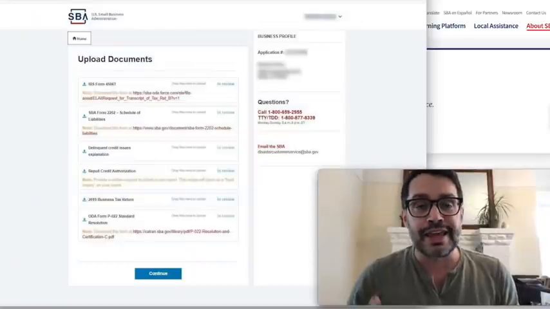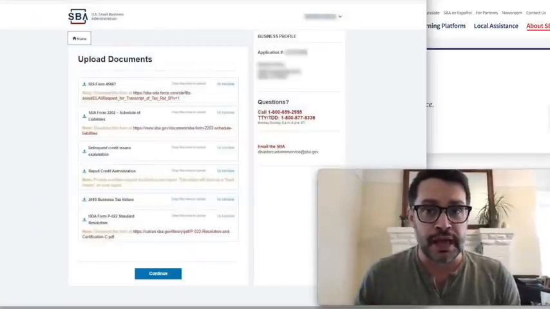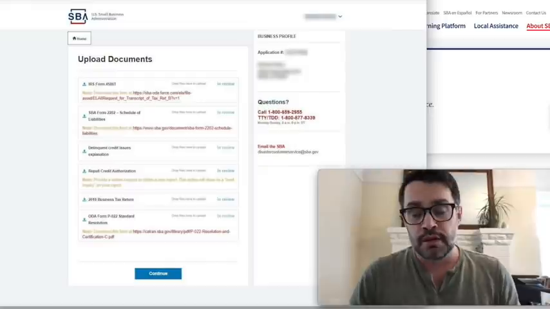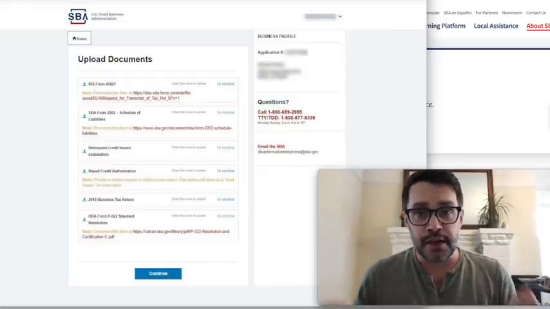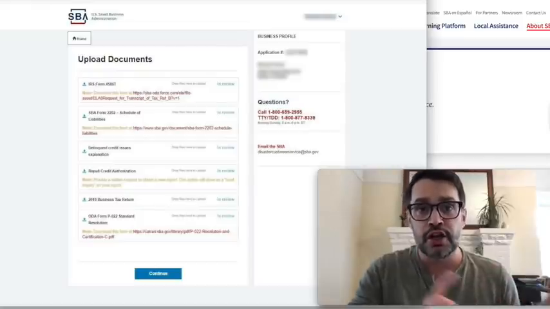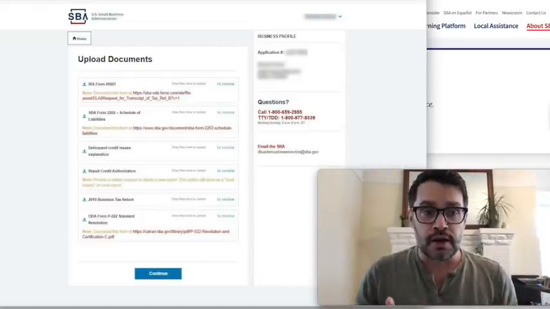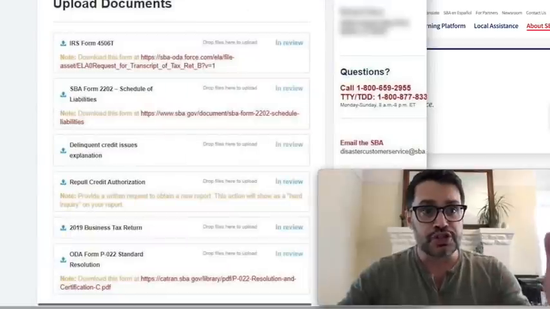Let me start with EIDL reconsideration via the portal. This is new for many applicants as of a few days ago. Most people still will not see this as far as I can tell, but in some cases, the SBA is now saying to apply for reconsideration, log into your SBA portal, then click upload documents and you'll see something like this. So let me zoom in here.